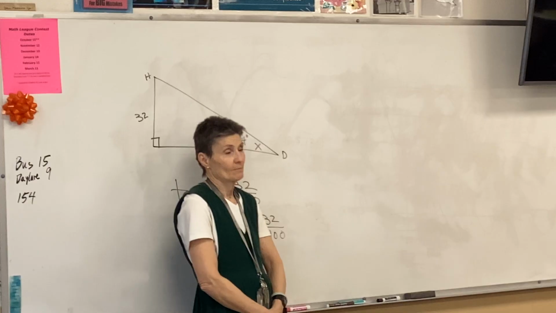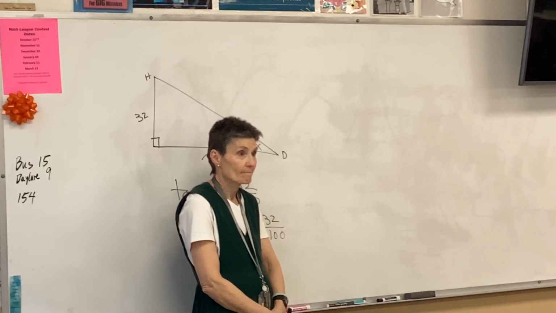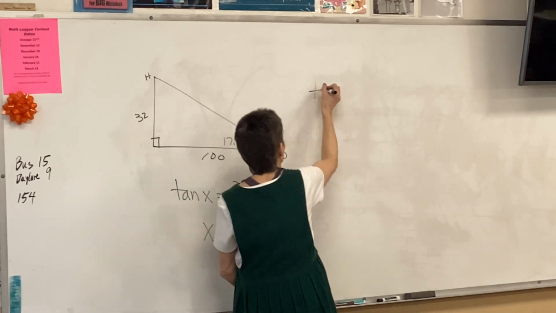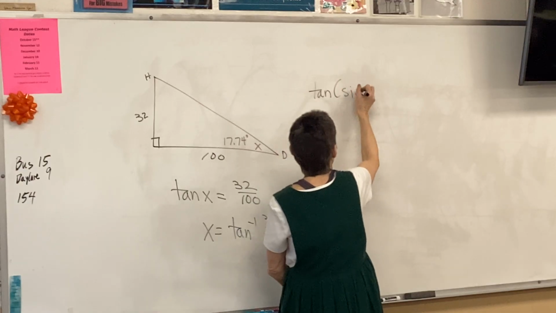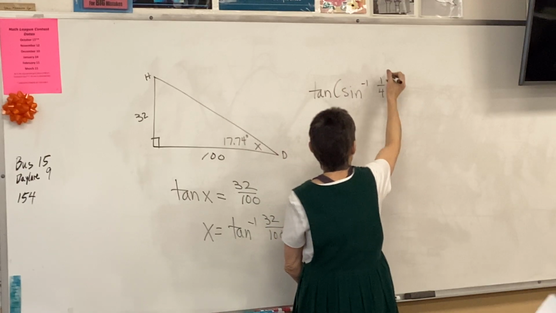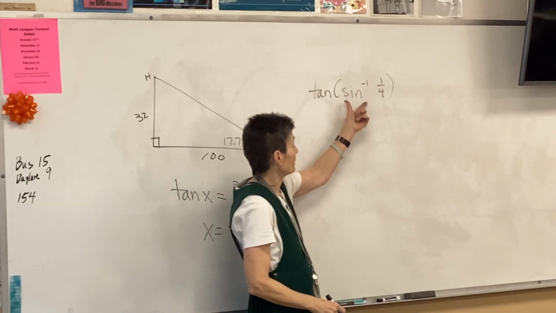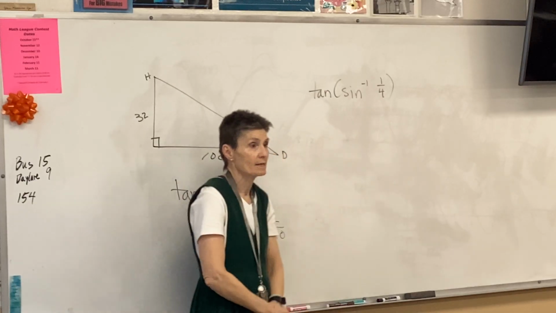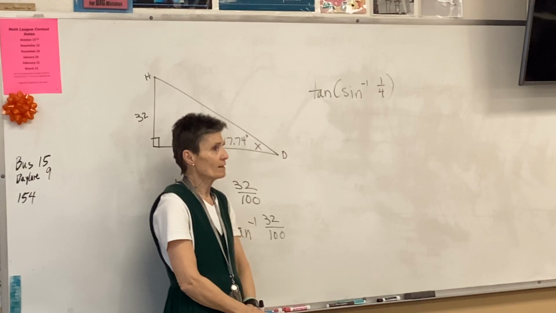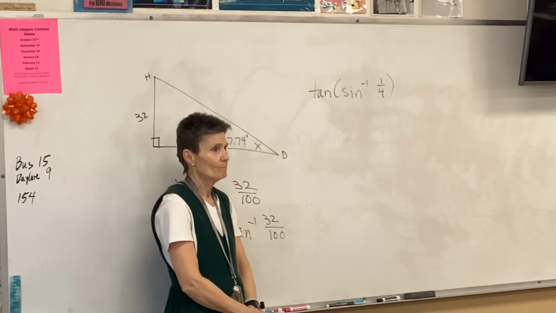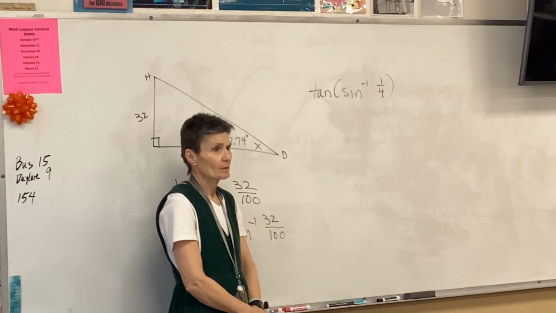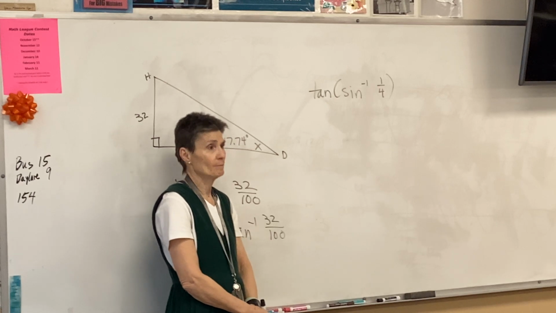Find the exact value of tan of sine inverse of 1/4. Okay, so first of all, let's read it correctly. It's find the tangent of the angle whose sine is 1/4. We did one of these not very long ago. Can't this be a calculator problem? No, this would not be a calculator problem. I know what to do.